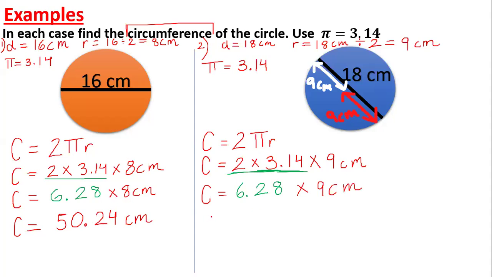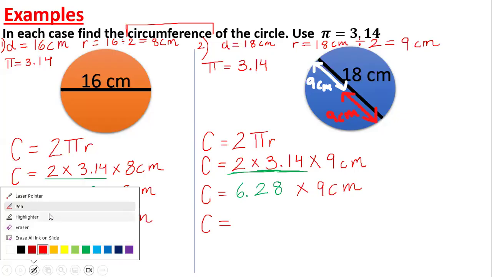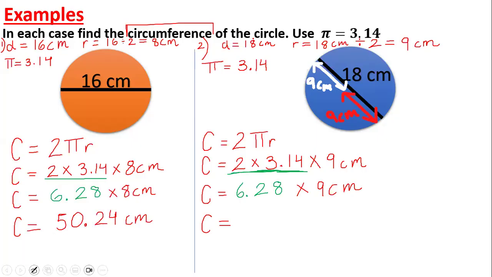So C, therefore, is going to be equal to, what is 6.28 times 9? It's going to be what? Let's go ahead and calculate it. 56.52 centimeters. Okay. Yes, sir. Thank you for that answer. Can anyone confirm that?